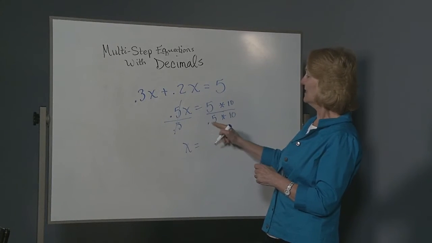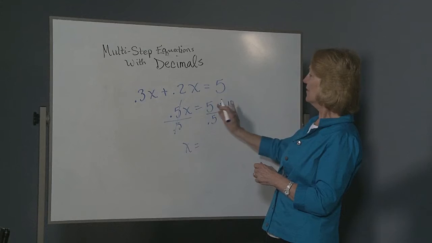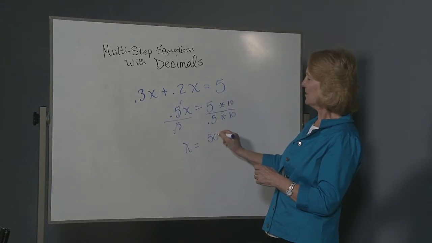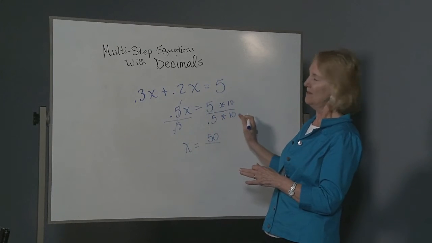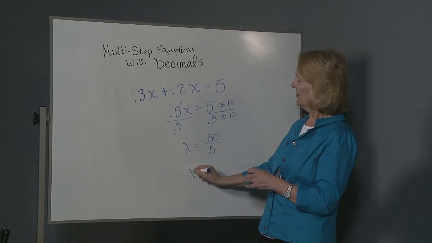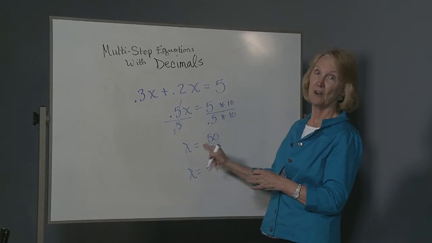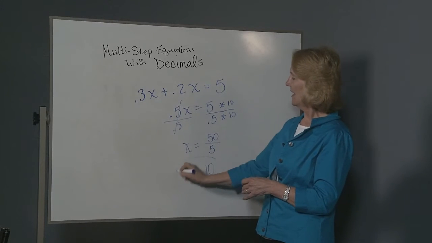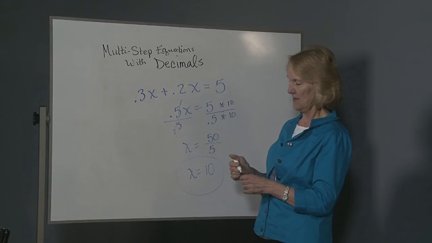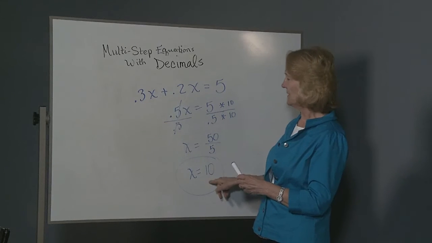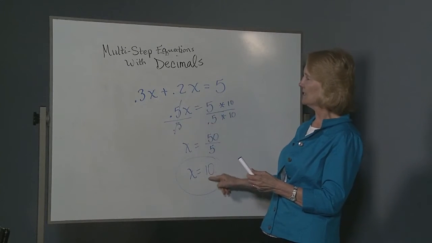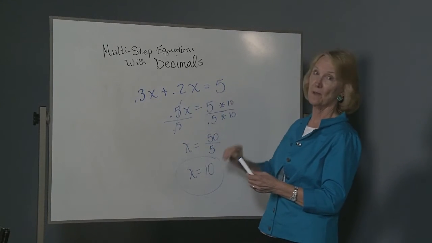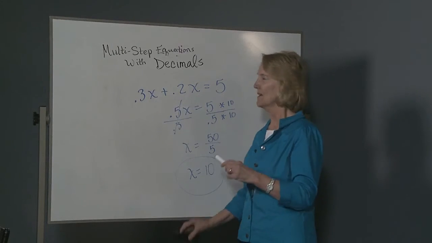We only need to move the decimal one place. 5 times 10 will be 50 as our new numerator. 0.5 times 10 will be 5. We just made it a whole lot easier on our brain. 50 divided by 5 will give you 10. x equals 10. And 0.3 times 10 would be 3. 0.2 times 10 would be 2. 3 plus 2 does make 5. Okay, let's go again.